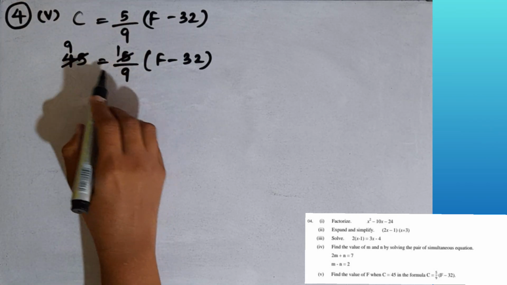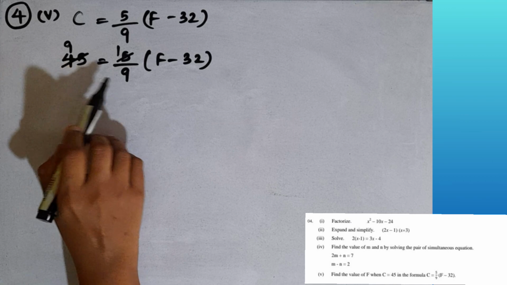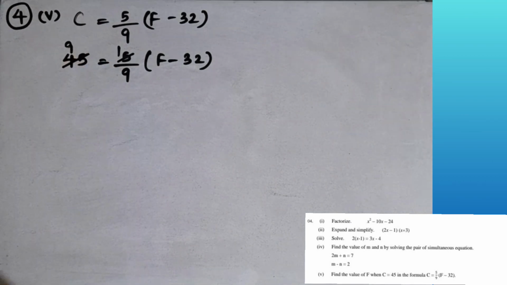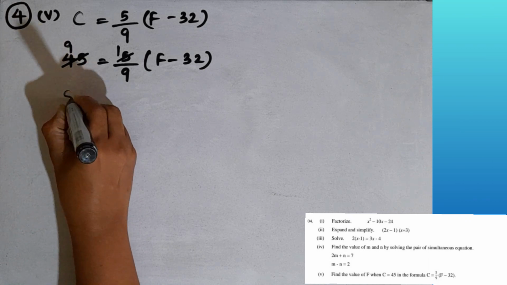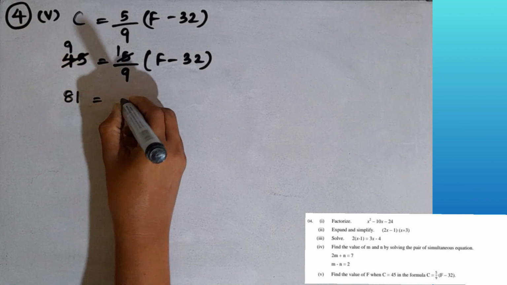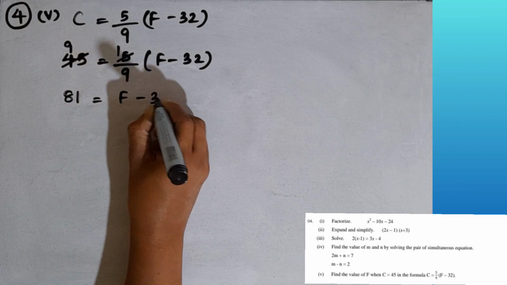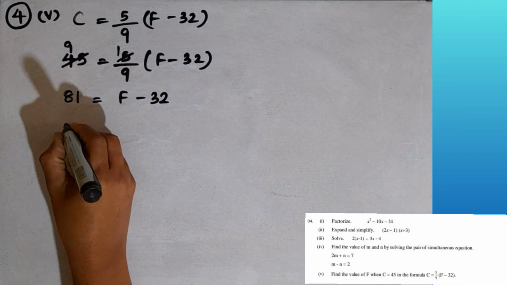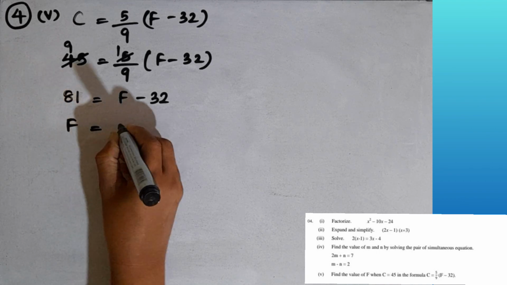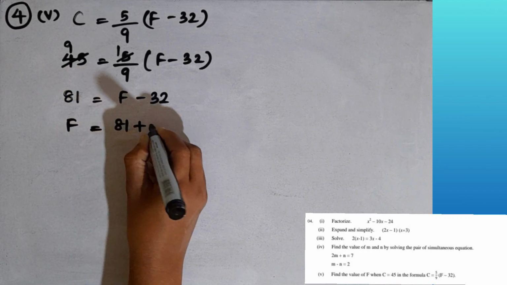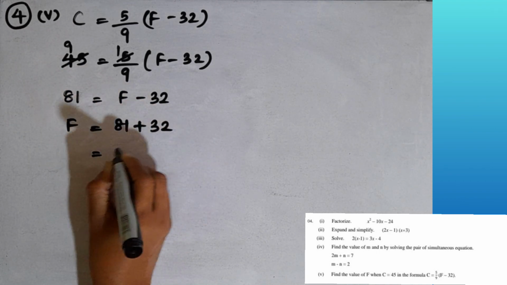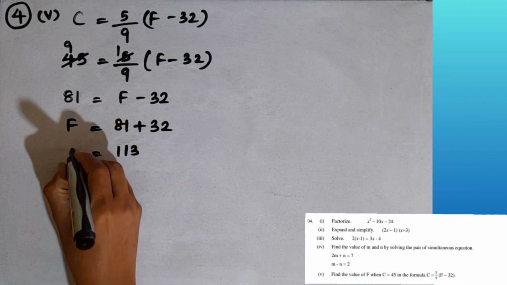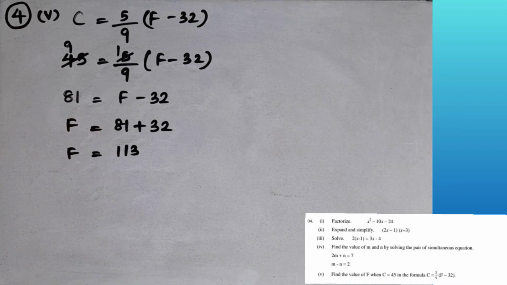Then again we can multiply both sides by 9. Then here 9 and 9 can be cancelled. This one becomes 81. 81 equals F minus 32. Now take this minus 32 to this side. Then F equals 81 plus 32. 113 is the answer for F here.